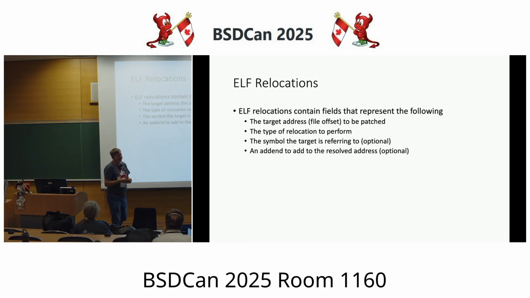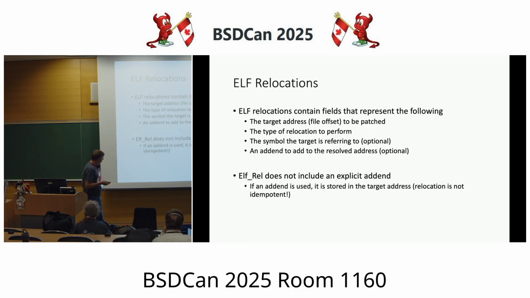And then we can have an addend, which is an offset applied to whatever address we get from the symbol, or used in some other cases. And the symbol and the addend can be optional. Then in ELF, we actually have two different structures that can describe a relocation.